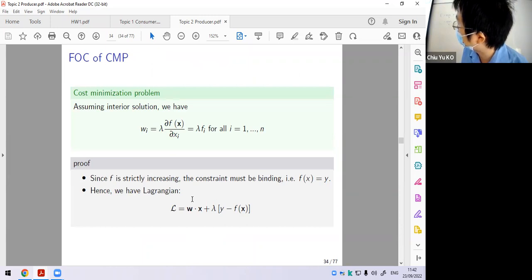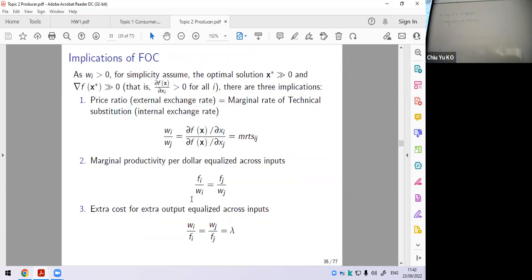I think I don't need to talk about the Lagrangian, but I want to talk about this, right? What we have is the first one, right? This is the price ratio Pi over Pj, right? And for the consumer it is the MRS, but here we have the MRTS, right? The same thing, right? Because for the consumer, the internal exchange rate MRS is how you exchange to keep your utility the same. Here it is how you change your inputs to keep the production the same, right? And this is the price outside, right? So that is the main thing you want to derive from it.